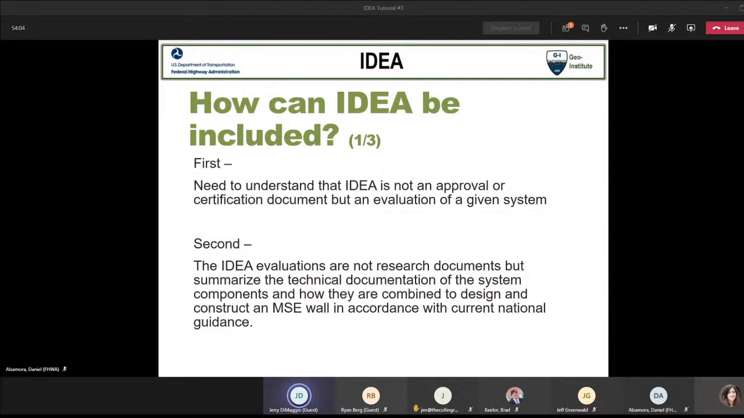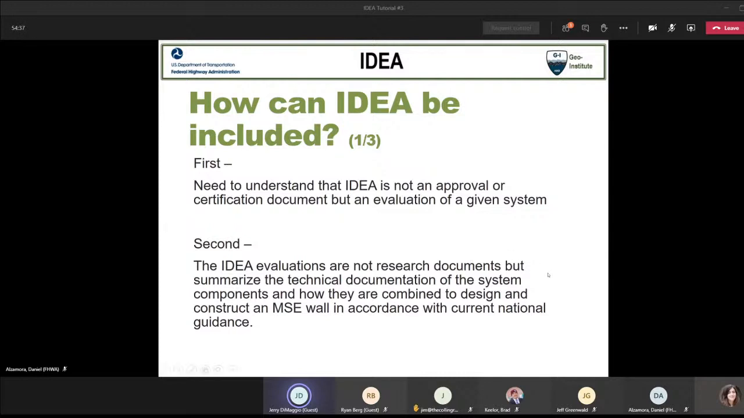First, we need to understand, and I've already covered, IDEA is not an approval or a certification process. It's an evaluation for the uniqueness of a particular system, which is above and beyond what is dictated and put out as good practice by AASHTO. Remember, AASHTO can be a code or AASHTO can be a guide specification, depending on what the particular system is. And I'm not just referring to MSE and how it's implemented. That is AASHTO by the respective agency.